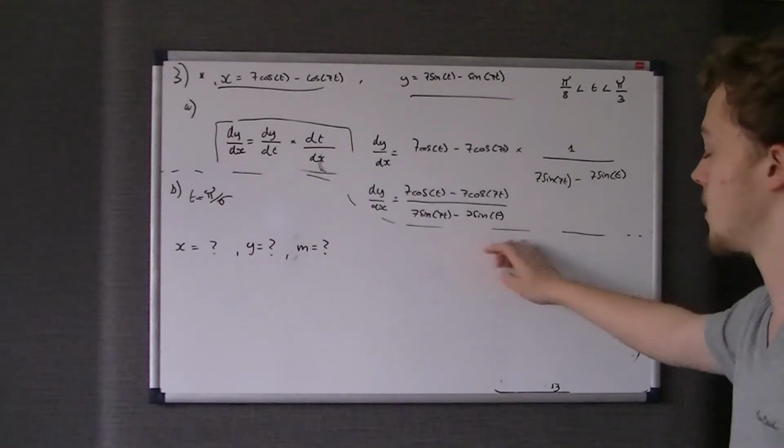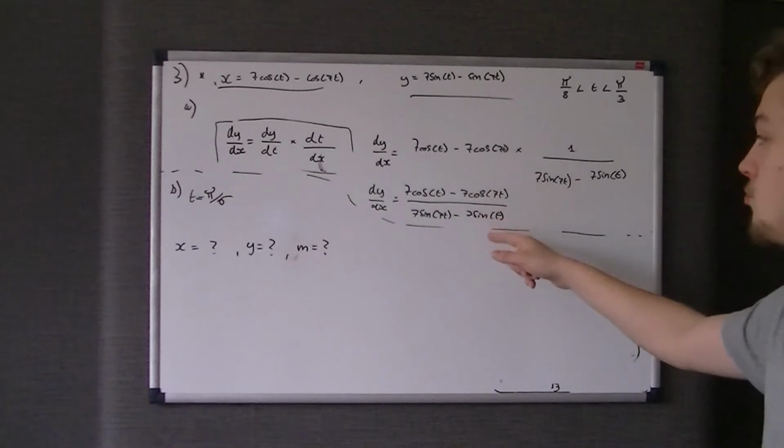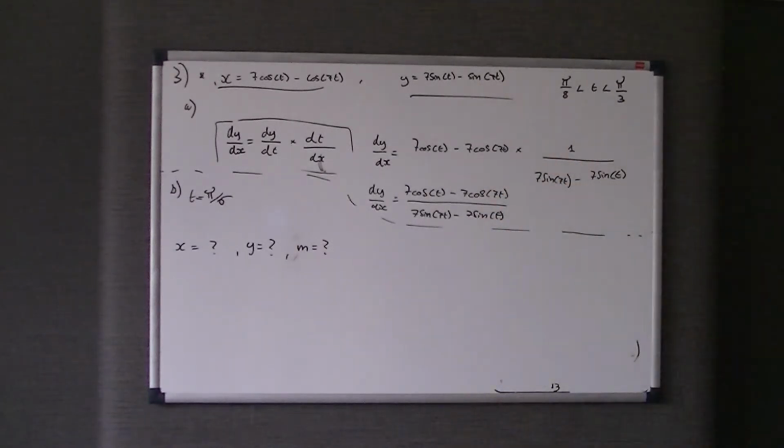So it would be 7 sin t, take 7 sin 7t, and then on the bottom, it's just turning them around really, you would have 7 cos 7t, take 7 cos t.